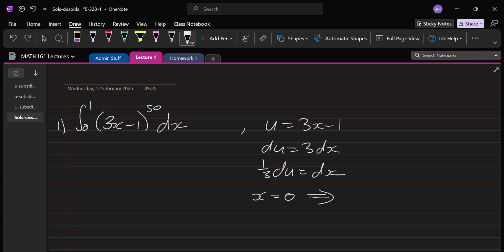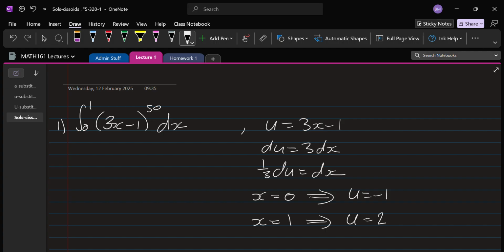So x equals 0. u will then be, well, we've got the expression for u, so 3 times 0 minus 1, so minus 1. x equals 1, so that will be 3 times 1 minus 1. That'll be 2. So these are our new bounds. x, that was the old bounds. u, that's the new bounds.